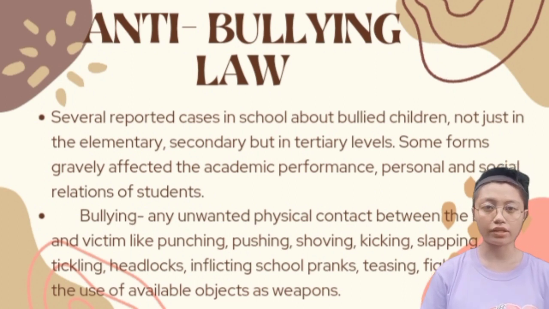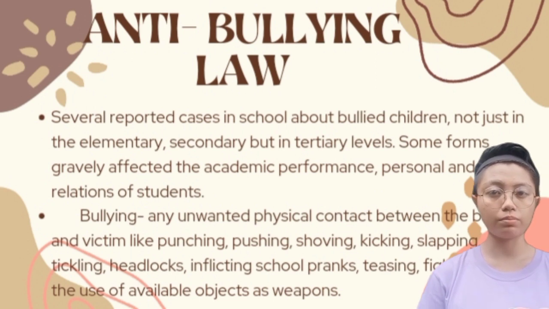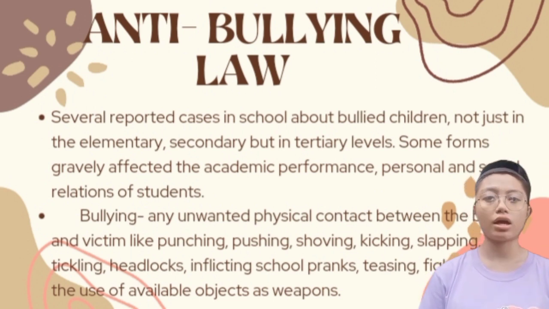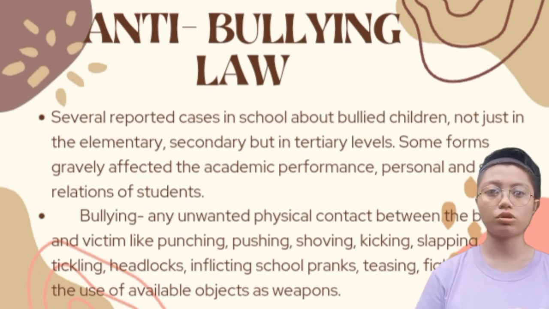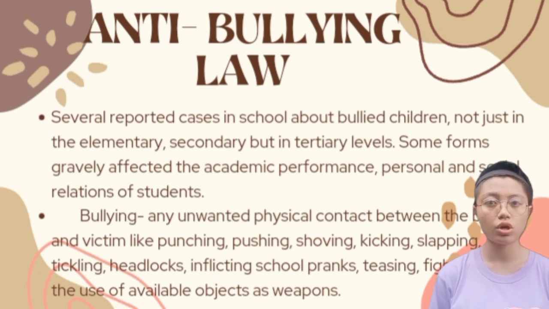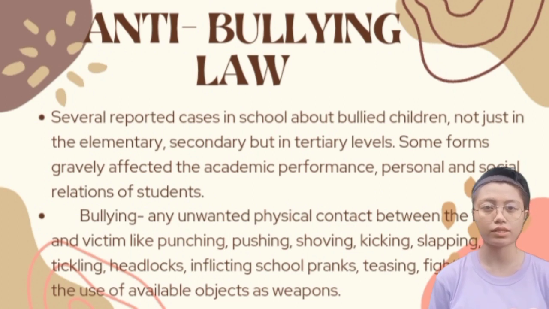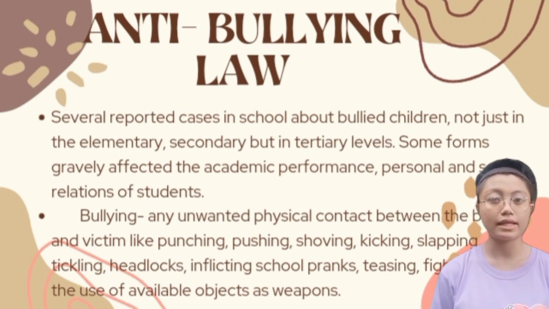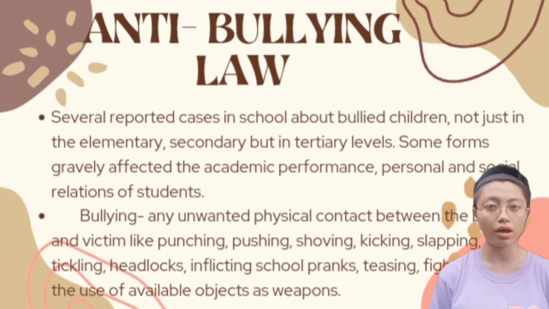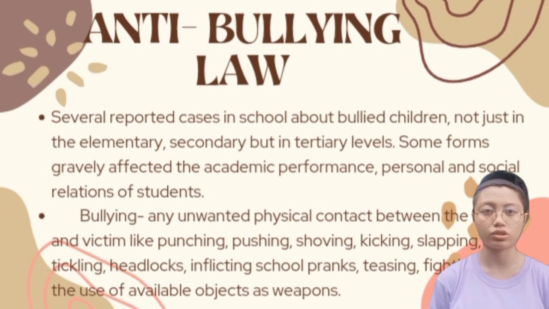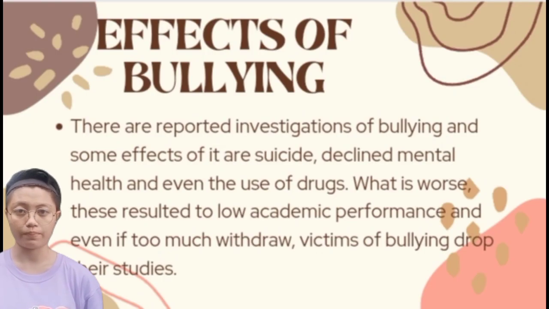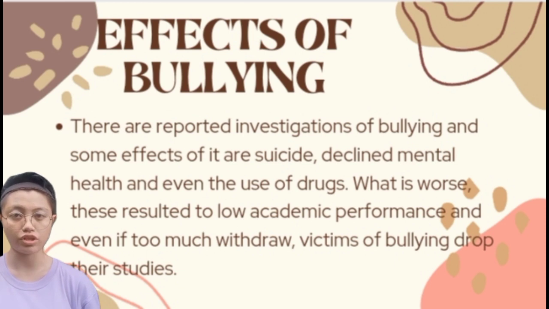A. Any act that causes damage to a victim's psyche and or emotional well-being. B. Any slanderous statement or accusation that causes the victim undue emotional distress, like directing foul language or profanity at the target, name-calling, tormenting, and commenting negatively on the victim's looks, clothes, and body. And C. Cyberbullying, or any bullying done through the use of technology or any electronic means. Effects of bullying. There are reported investigations of bullying, and some effects of it are suicide, declined mental health, and even the use of drugs.